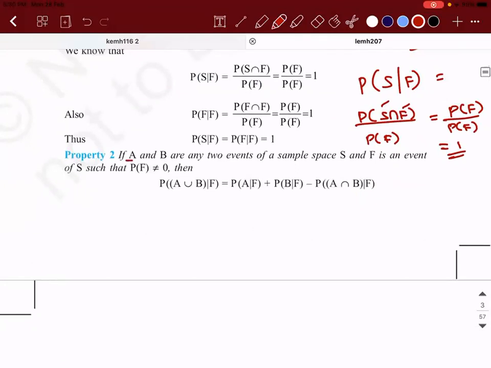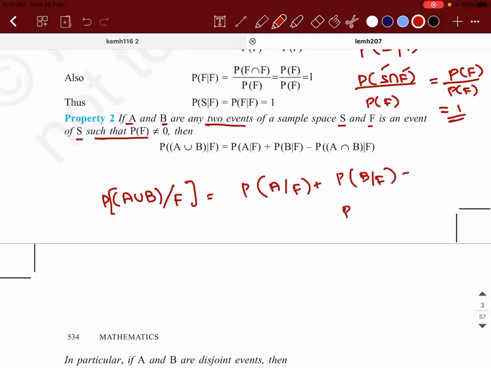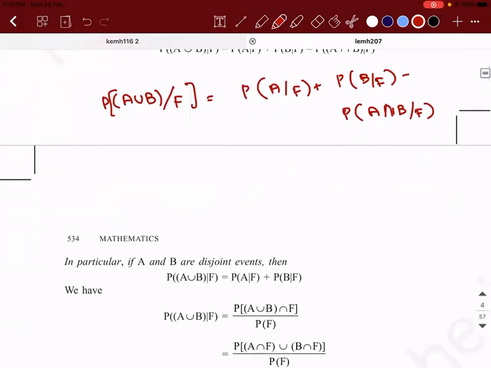Similarly, if A and B are any two events of a sample space S and F is an event of S such that P of F is not equal to 0, then what can you say? P of A union B given F is equal to what? It is equal to P of A given F plus P of B given F minus P of A intersection B given F. Right. So how did you get this?